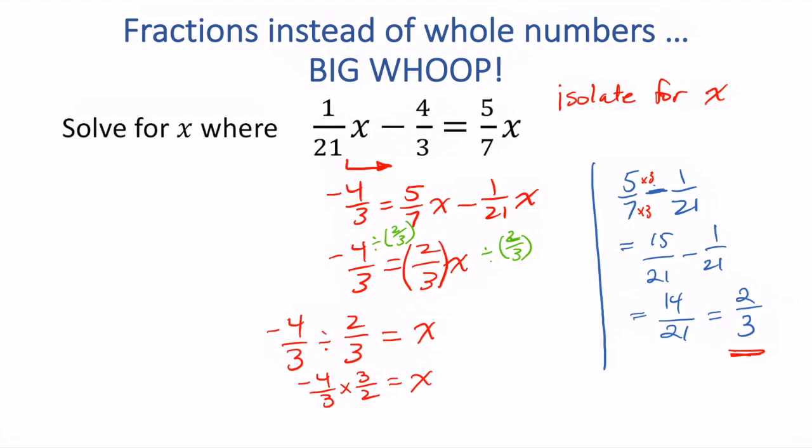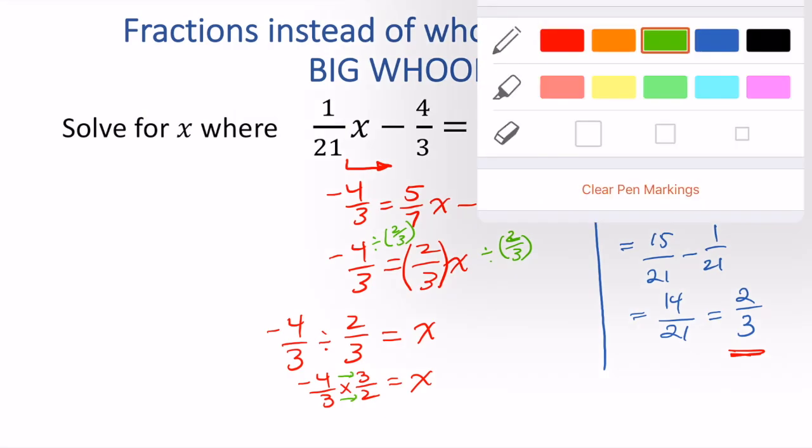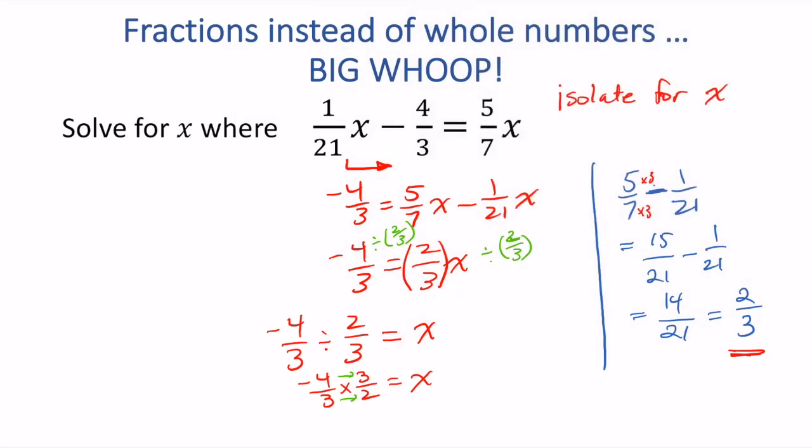So now we're stuck with a multiply on the left-hand side. We're almost there. And remember, with a multiply, we just let it fly. We multiply tops, multiply bottoms, and what we end up with is negative 12 on top and 6 on the bottom. And we're almost there. We can simplify this even further, and we can confidently say that x equals negative 2.